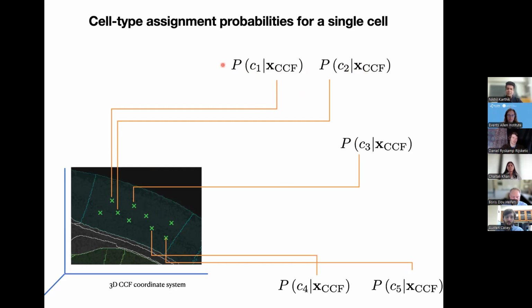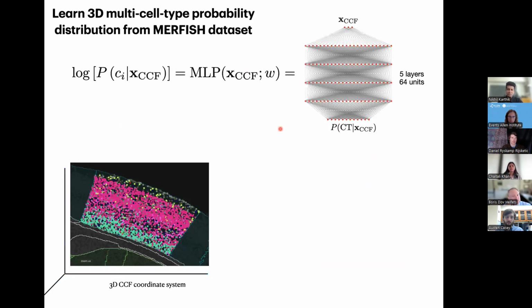So once you have the probabilities for the multi-cell types, then the fractions are basically obtained from these probabilities by averaging over the space, or marginalizing over the volume of WISP. So that is the underlying idea. We are not given the probability distributions. The data is really the MERFISH data set. So we want to learn these probability distributions conditioned on the locations from the MERFISH data.